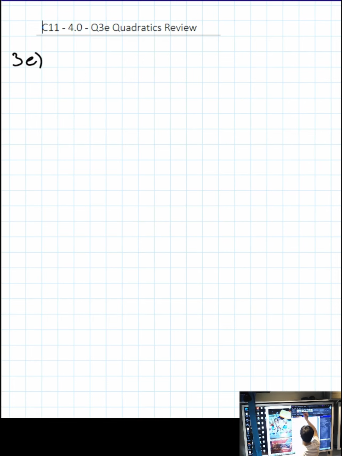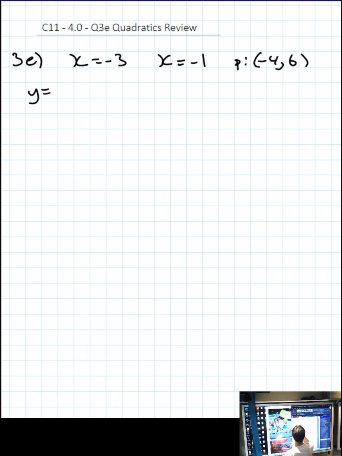All right, we have 3e. So we have x-intercepts at x equals negative 3 and x equals negative 1. And we have a point negative 4, comma 6. So let's start by saying y equals a open bracket. And let's just put the x-intercepts in. So in your head, if you add 3 to both sides, we're going to get x plus 3 equals 0. And in your head, if we add 1 to both sides, we'll get x plus 1 equals 0. In the top right, we can carefully identify the point as x comma y, and then we can substitute.